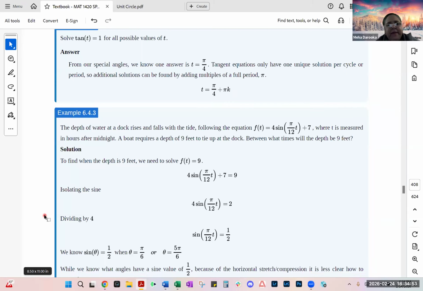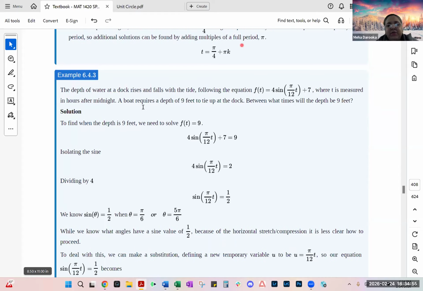No question? Okay. All right, so again, let's get into a little bit of a more specific example here. You can see this is talking about the depth of water at a dock that rises and falls with the tide. Following the equation, f of t is equal to 4 sine of pi over 12 t plus 7, where t is measured in hours after midnight. Okay, so that's important when we're working with this. A boat requires a depth of 9 feet to tie up at the dock. Between what times will the depth be 9 feet?